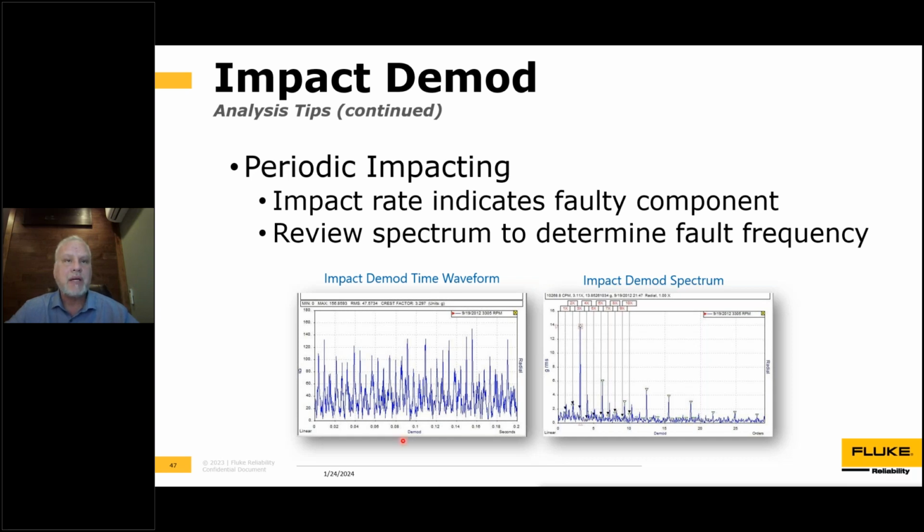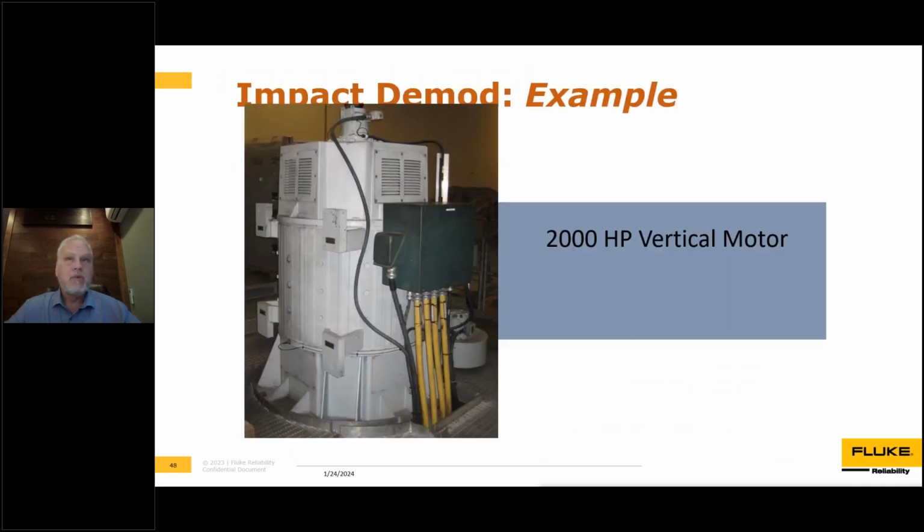Periodic impacting, again, this is the time data set here on the left. You can see, just to the eye, that it's very periodic. The impact rate usually indicates the faulty component, and you review the spectrum. In this case, it was 3.11, which is an outer race fault for an 8-roller element bearing, very clear in the spectrum. So those are just kind of the analysis tips. We're doing okay on time here.